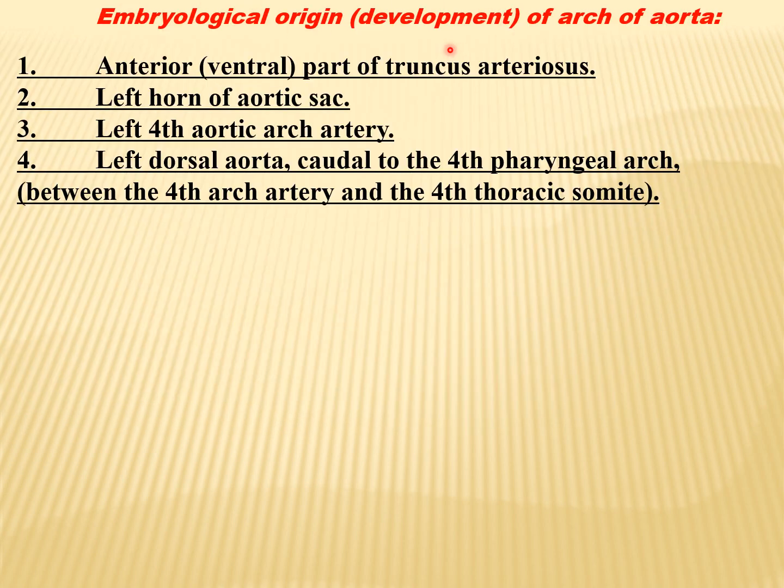Embryological origin of the arch of the aorta. The arch of the aorta is formed from the anterior part of the truncus arteriosus, the left horn of the aortic sac, the left fourth aortic arch artery, and the left dorsal aorta. You can see the previous diagram to see the embryological origin of the arch of the aorta.